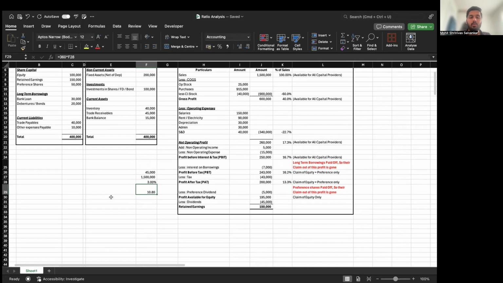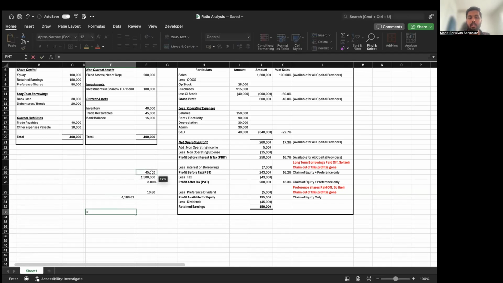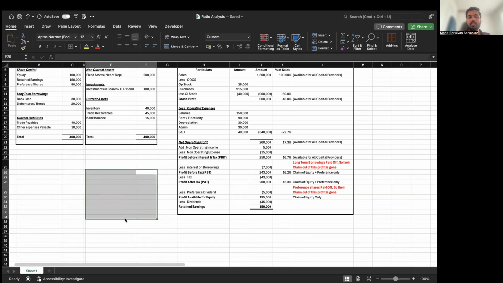The other way to look at it is if I take this sales and divide it by 360, we get sales per day. This divided by 360 is sales per day. And if I divide the receivables by the sales per day, we get 10.8 again. So 10.8 days of sales is remaining as receivables in our balance sheet. That's what this ratio talks about.